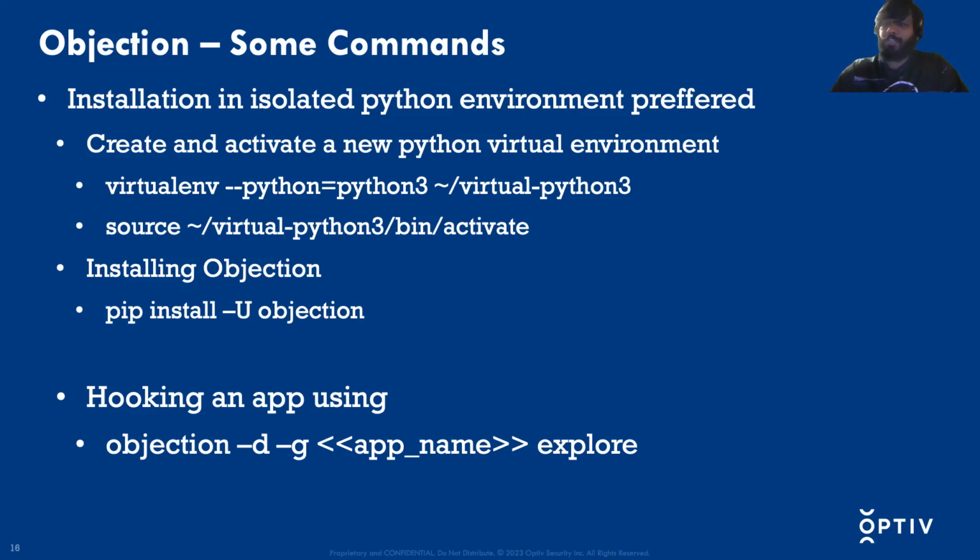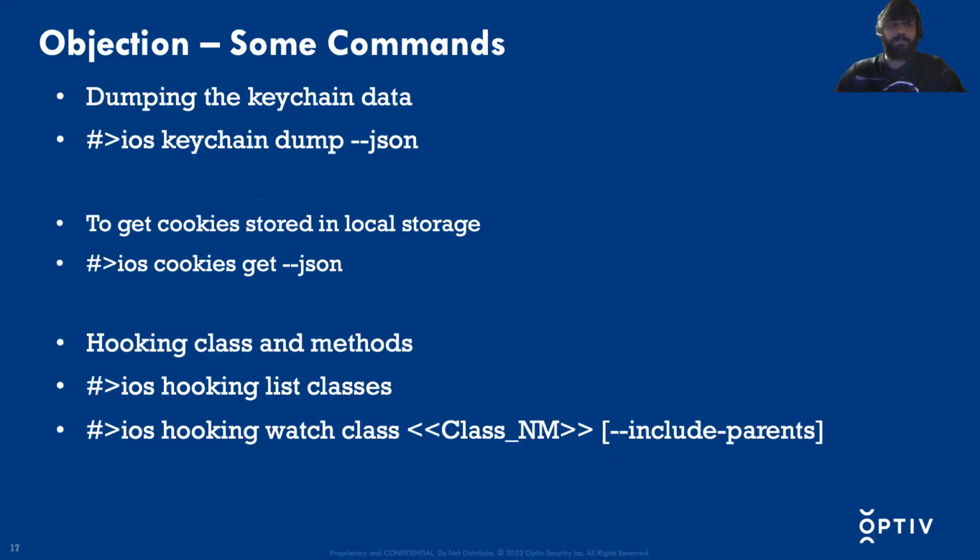And then once Objection is successfully installed, you can use the objection command to hook the application. In my case, I am using objection dash d, which is debug, dash g, which is gadget, then the app name, and then the explore subcommand to explore the application. Once you hook the iOS application with Objection, you can use ios keychain dump --json, which dumps the whole keychain for the iOS application.